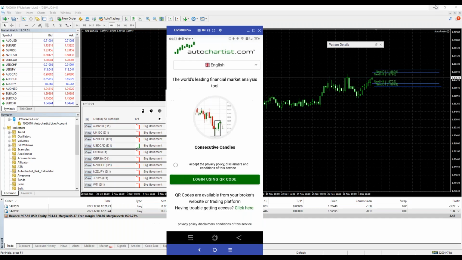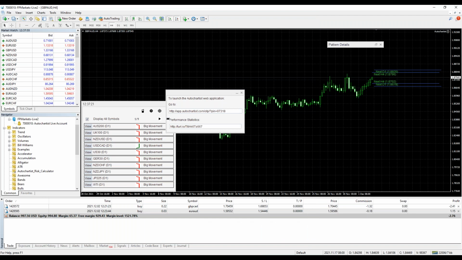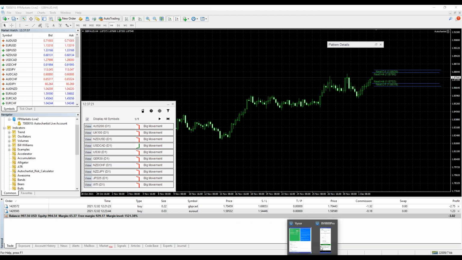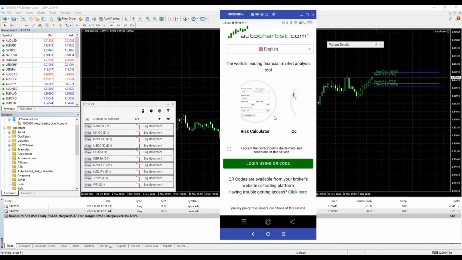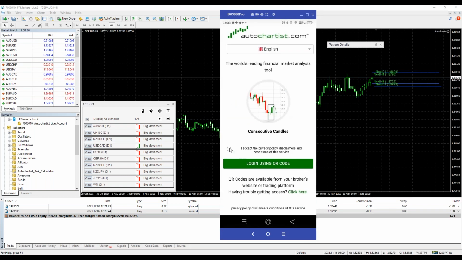Okay, so I'm going to bring this down, and you should be able to see the screen of my phone. And this is the Autochartist mobile application. So if you want to get notified of these trading setups on your mobile app, you can do it. So what you would do is download the Autochartist mobile app from Google Play or the Android store. Oops, I flipped it the wrong way around.